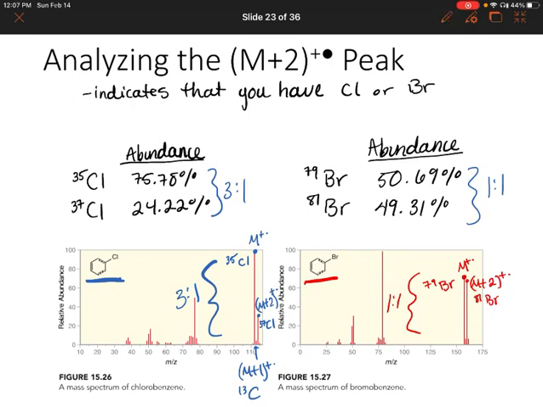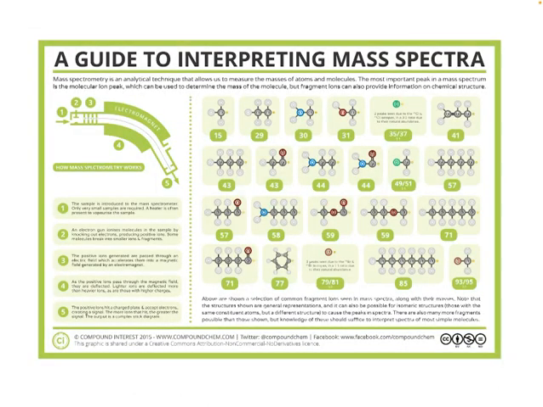Now, let's also talk about fragments that can occur in your molecule. Remember, when a molecule enters a mass spectrometer, it's ionized. It's hit by a beam of electrons, and that can result in fragmentation. So maybe a methyl group leaves, maybe an ethyl group leaves, etc. This particular diagram shows a lot of different possible fragments that can occur in mass spectrometry. These are some of the more common fragments that could occur.